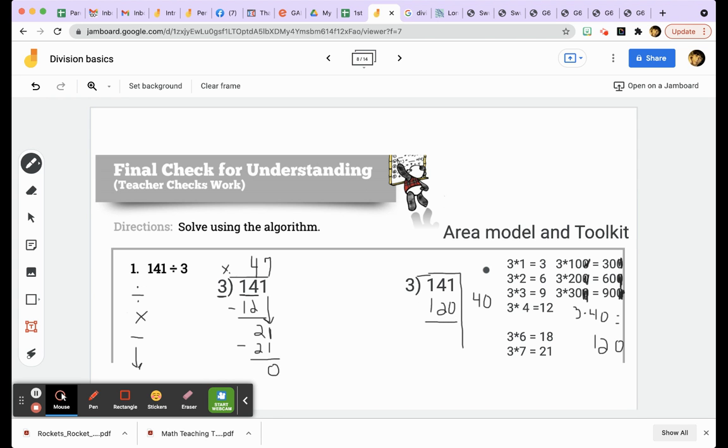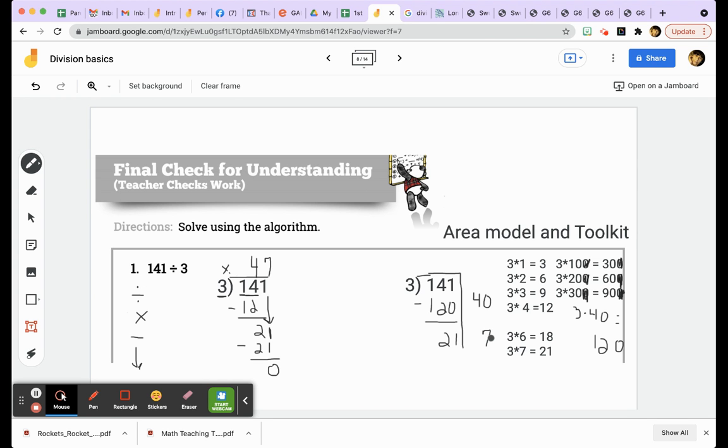Notice I'm still dividing, multiplying back, subtracting, but I'm using larger numbers when I do this. So 3 times 40 is 120. I'm going to subtract. 4 subtract 2 is 2. I'm going to look at my toolkit. And 3 times what number is close to 21 without going over? That would be 3 times 7. So I have a partial quotient of 7.